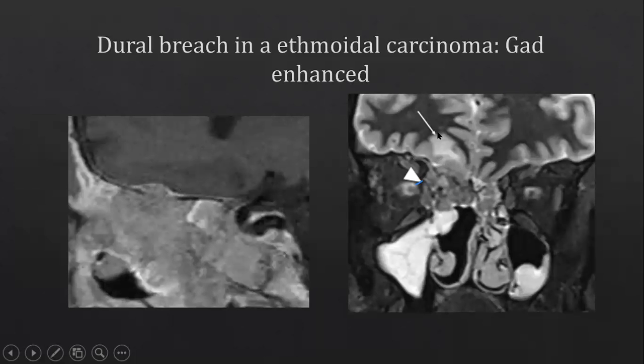This is the same person who has now got high signal within the frontal lobe, consistent with spread of tumor intracranially, and you can see there is also spread going into the orbit. So the ethmoidal carcinoma has now spread into the brain, and has also spread into the orbit by breach of the lamina papyracea.